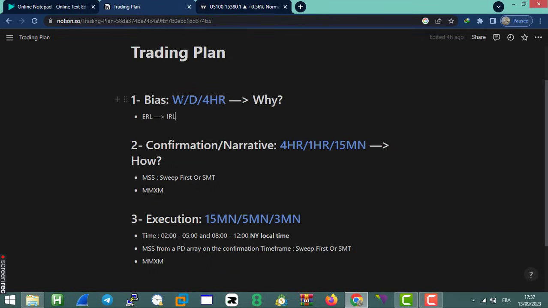Now you're going to choose only one. So for example, if the weekly is not that clear, you're going to move to daily. If the daily is not that clear, then you're going to move to the 4-hour chart, right? So let's give you an example.